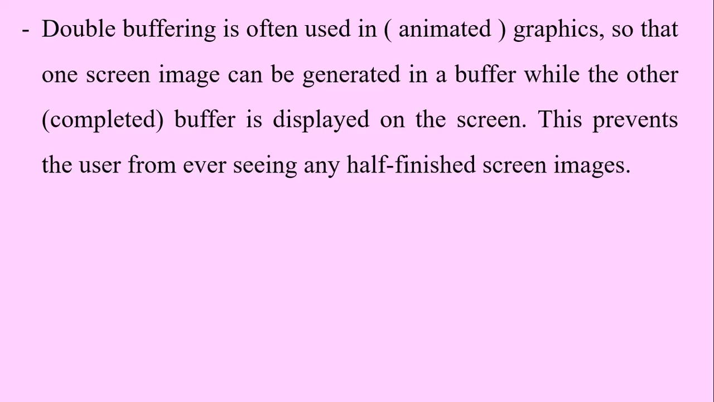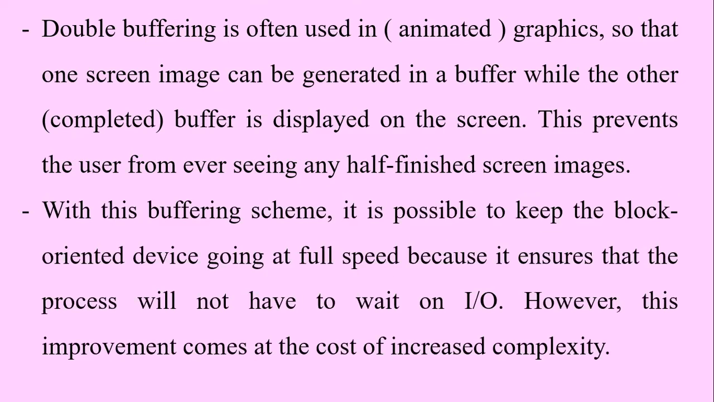Double buffering is often used in animated graphics so that one screen image can be generated in a buffer while the other completed buffer is displayed on the screen. This prevents the user from ever seeing any half-finished screen images. With this buffering scheme, it is possible to keep the block-oriented device going at full speed because it ensures that the process will not have to wait on an I/O. However, this improvement comes at the cost of increased complexity.